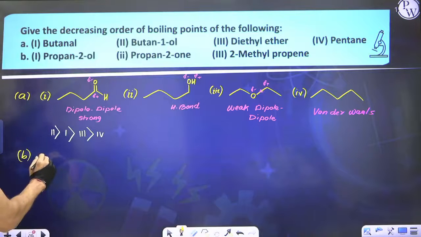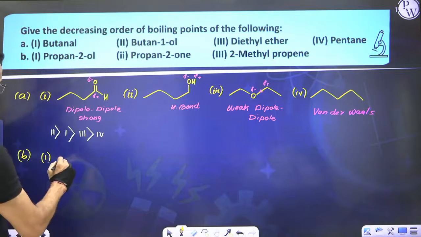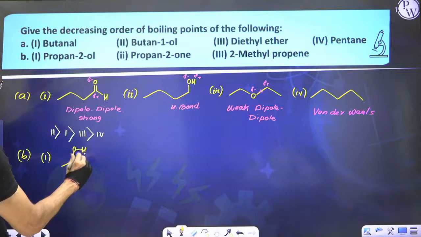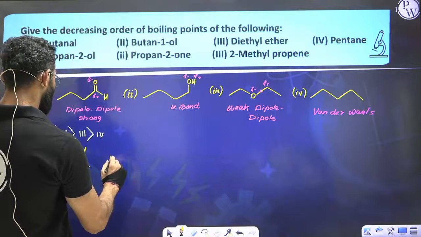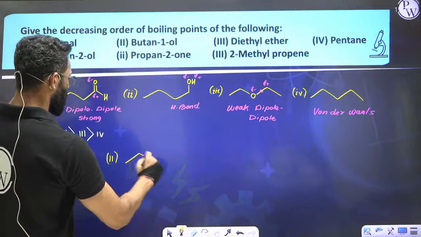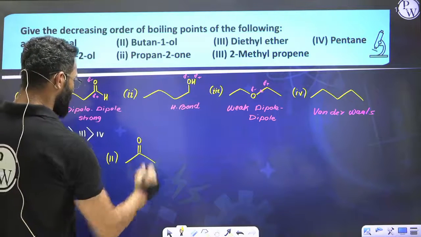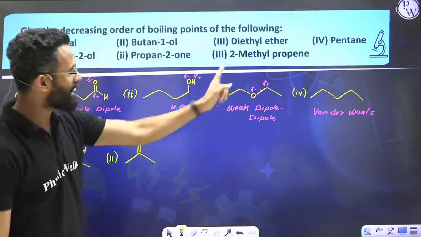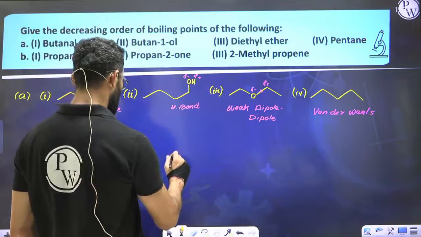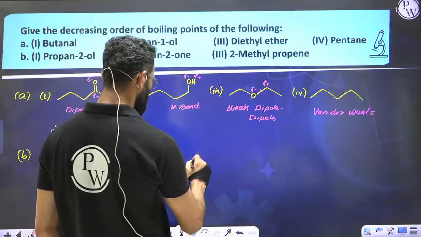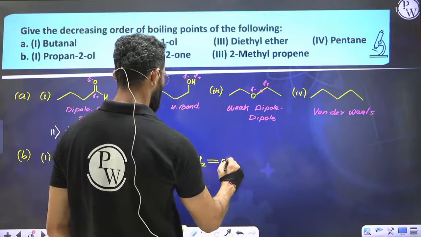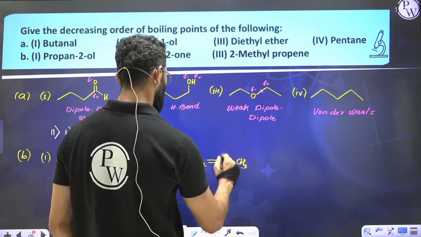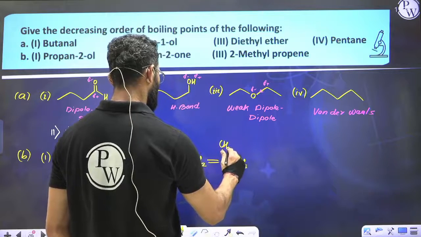Now if you talk about question B, the first one given is propan-2-ol. So again here there is intermolecular hydrogen bonding coming into the picture other than van der Waals. Number 2 which they have given us is propan-2-one. Propan-2-one, guys, is nothing but acetone, dimethyl ketone. And then we have 2-methylpropene, third, that is propene carrying a methyl at number 2.